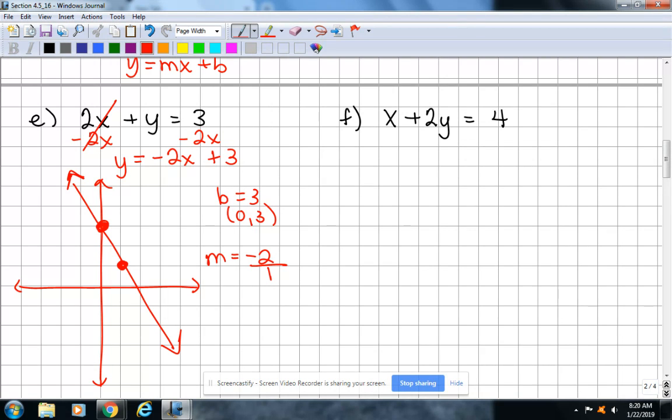All right, look at F. What are we going to have to do first with problem F? Yeah, we got to make it look like y equals mx plus b.